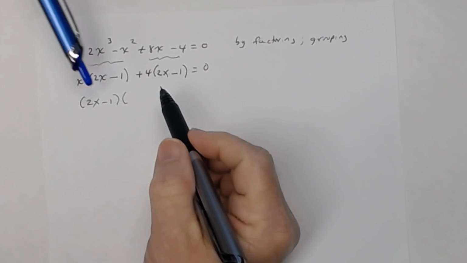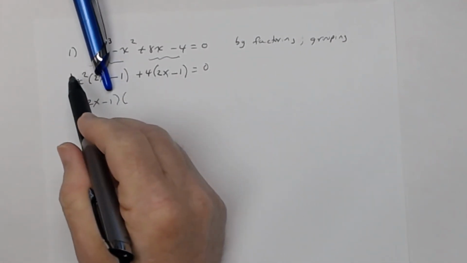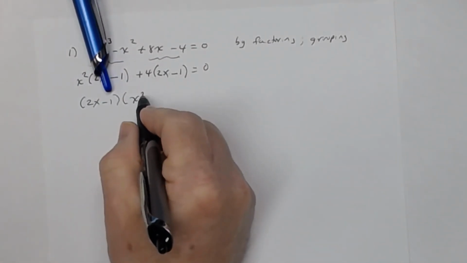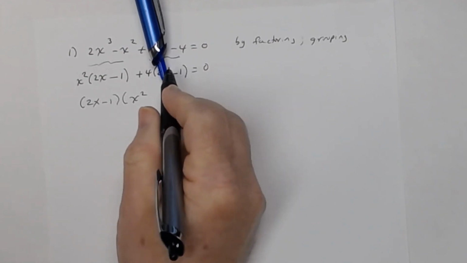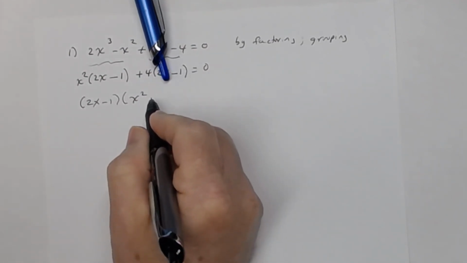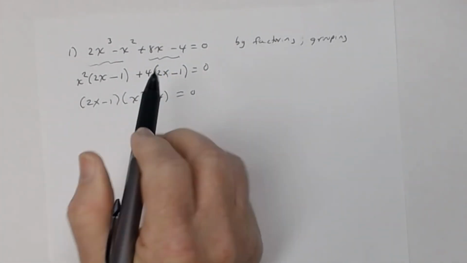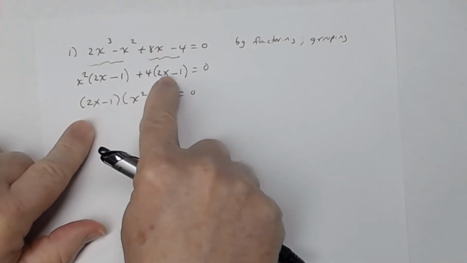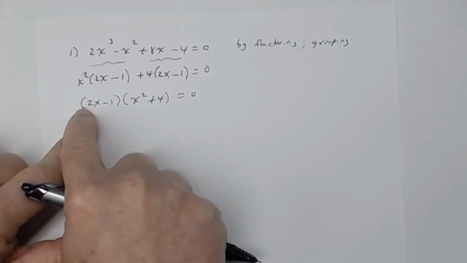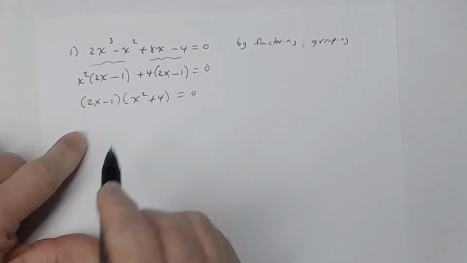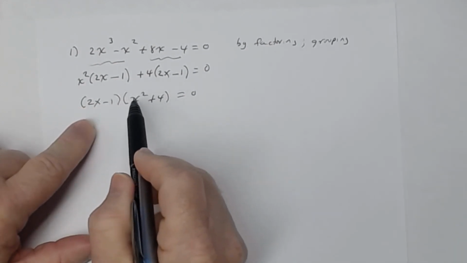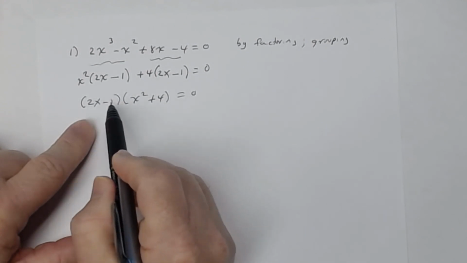So if I take out 2x minus 1, you're left with x squared. If I factor out 2x minus 1, you're left with positive 4. And that's going to equal 0. So notice this expression right here is exactly the same as this one. And it kind of makes sense because look, if I take x squared multiplied by this, that's this.